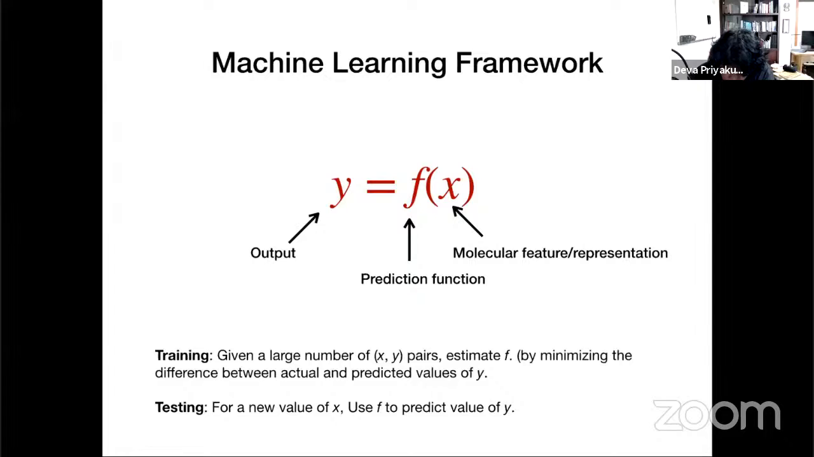So what we want to do is to estimate an F. The process by which I estimate F, such that for a given value of X you get Y, is what is called training. In this process, we minimize the difference between the predicted value of the output and the ground truth, or the actual value of the output.